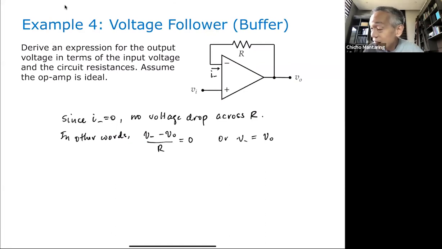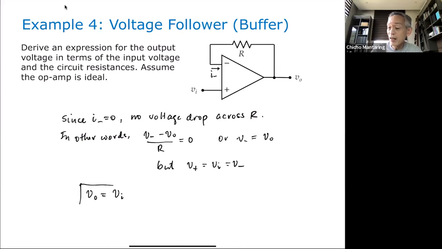But remember, ideal op-amp, V plus, which is equal to V of I, is V minus. So what do you get? You just get V of O is just equal to V of I. Because V plus is equal to V minus. And that's what you call a buffer.